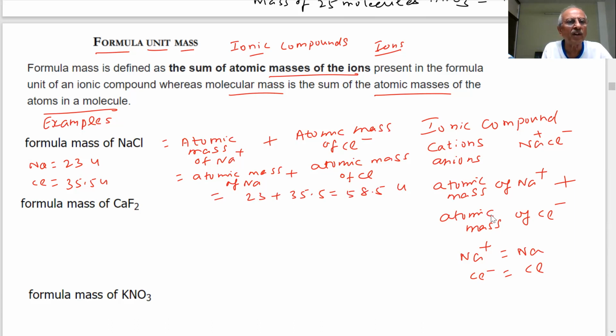Next question. This was question number 1. Question 2. Find the formula mass of CaF2. So we have to know what is the atomic mass of calcium, what is the atomic mass of fluorine. Then we will be able to calculate, student. You can check the tables and see what is the atomic mass of calcium and fluorine.